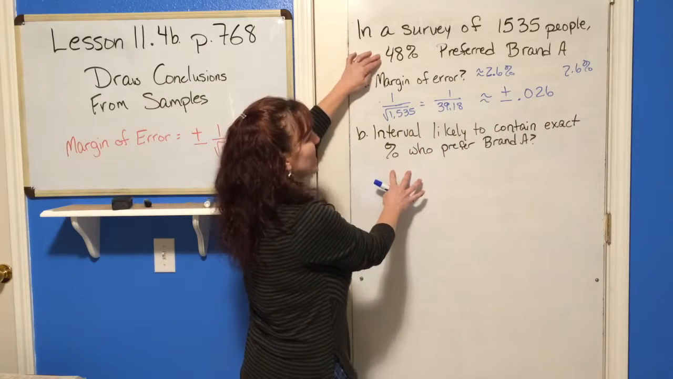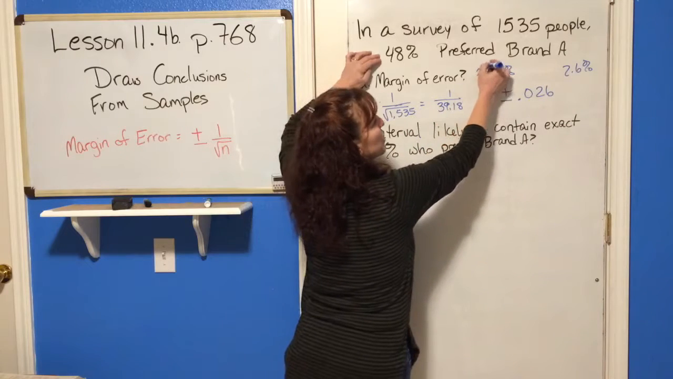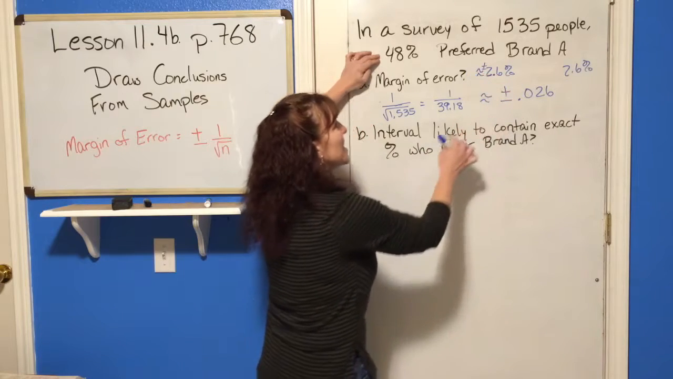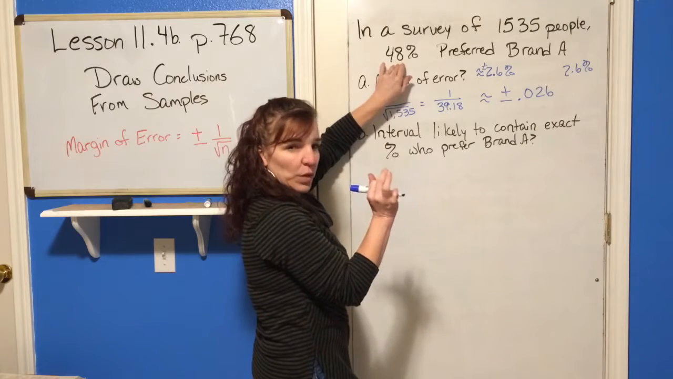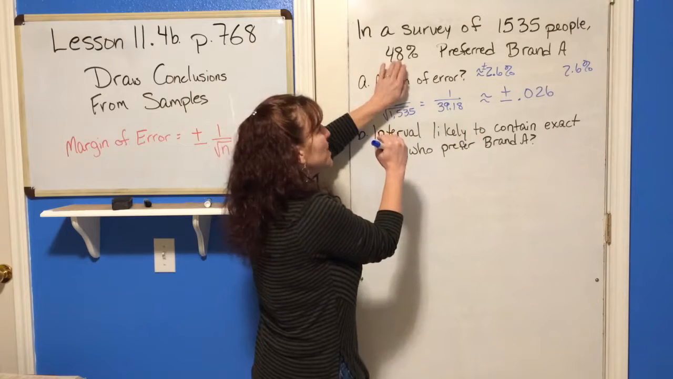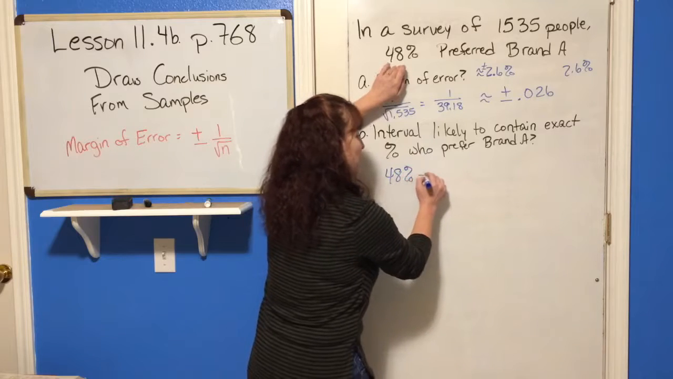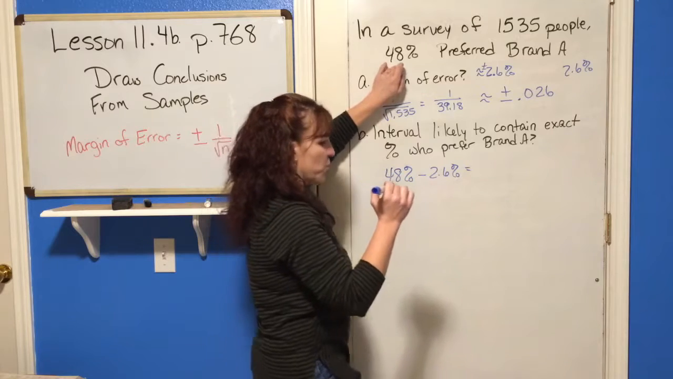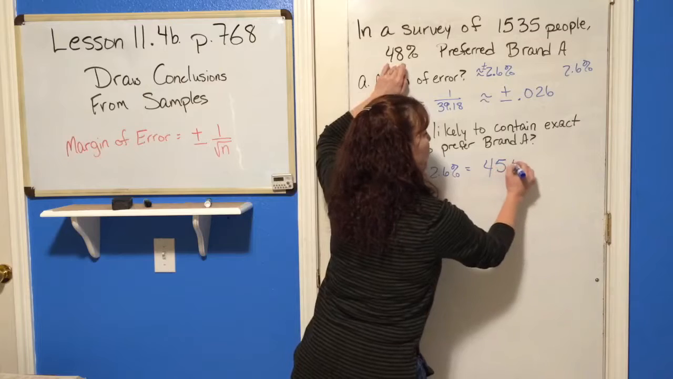So now we want to say, the interval is, if the margin of error is plus or minus 2.6%, that means that it might not be exactly 48% that really do prefer it. It could be 2.6% less. So you would take 48% minus 2.6%, which would equal 45.4%.